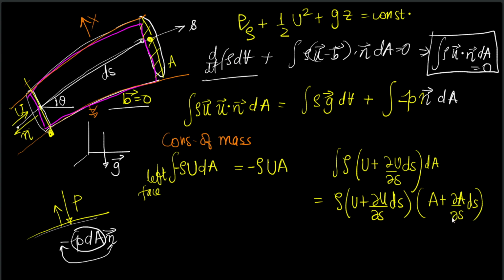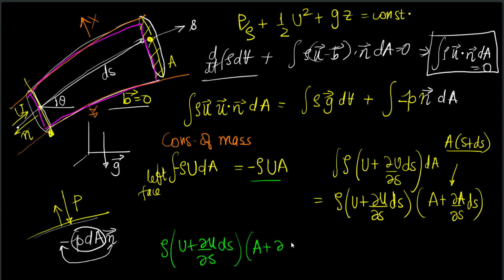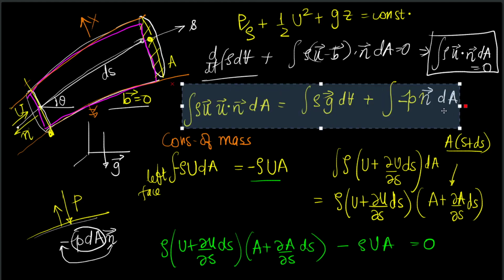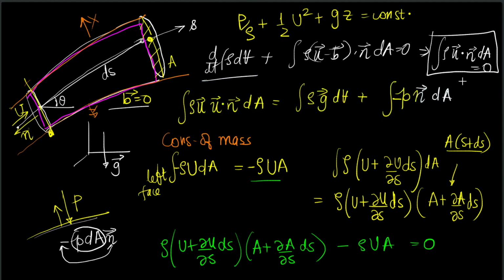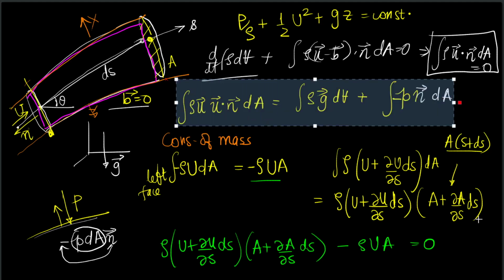We can similarly write the A at, so this is essentially A at s plus ds, and we don't need to write down the explicit formula for the area because this stream tube need not be even a circle. So we write it in this form. So if we combine this and this, the statement of conservation of mass becomes rho u plus del u del s ds times A plus del A del s ds minus rho u A is equal to 0. So that's the statement of the conservation of mass. Let us copy the statement so that we can work with it on the next page.